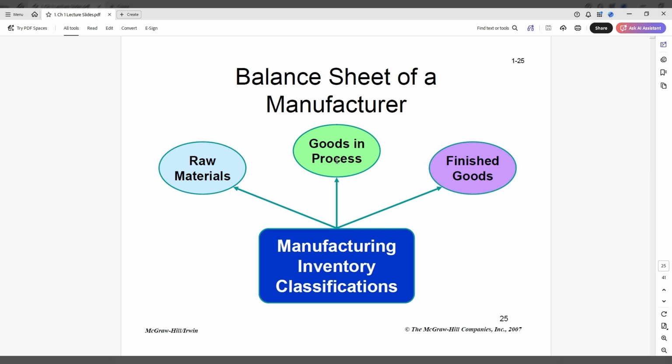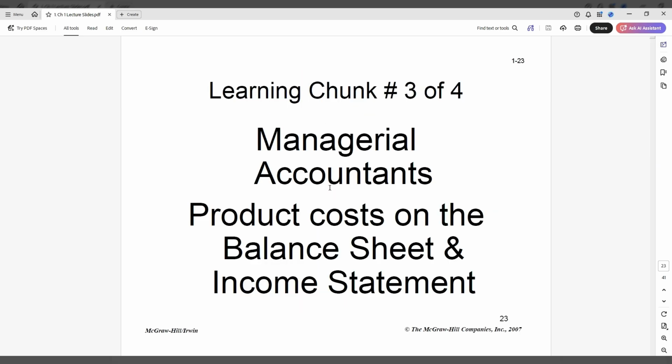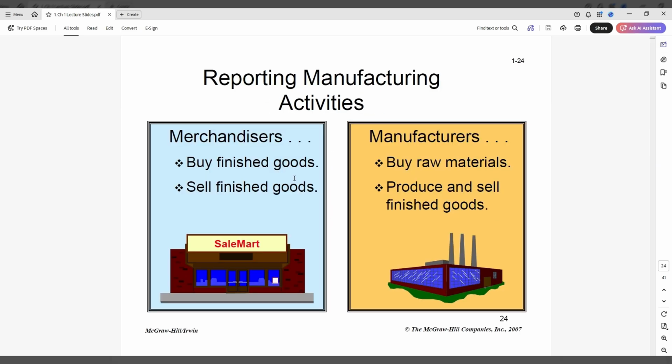And so when we look at a manufacturer, we've got some different inventory accounts that a merchandising company would not have. A merchandising company would just have merchandise inventory, essentially. They might have different types of merchandise inventory because they could have different products, obviously, but they would just have finished goods, basically.